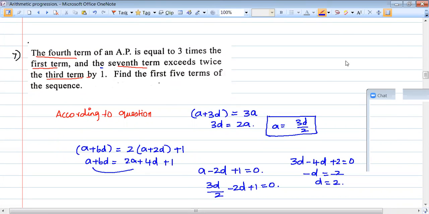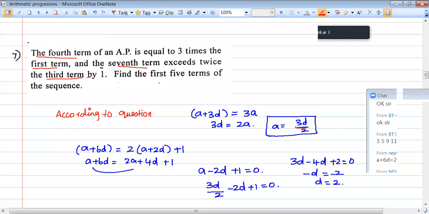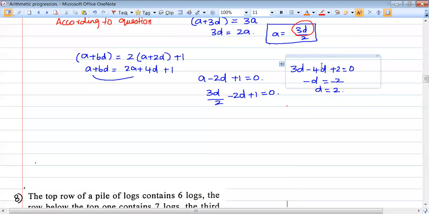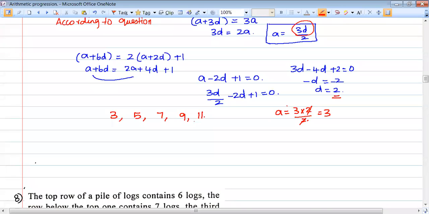So substitute D is equal to 2 in this place. What will happen? A is equal to 3 into 2 by 2. So cancel, cancel, A is equal to 3. They are asking for the first 5 terms. First number is A. What is your common difference? Common difference is 2. Next number is 5, next is 7, 9 and 11. So this is the right answer.